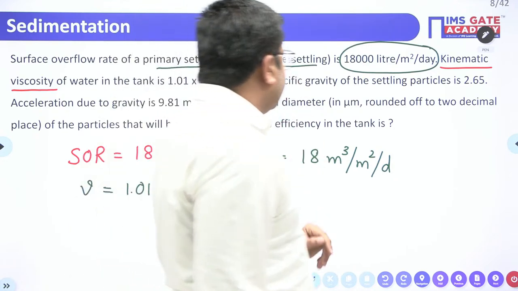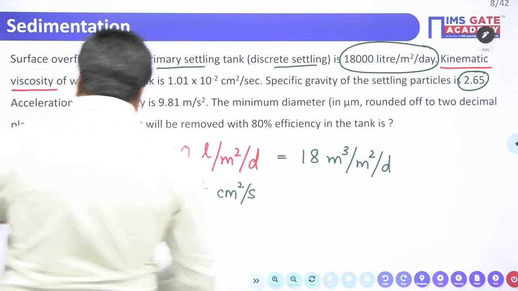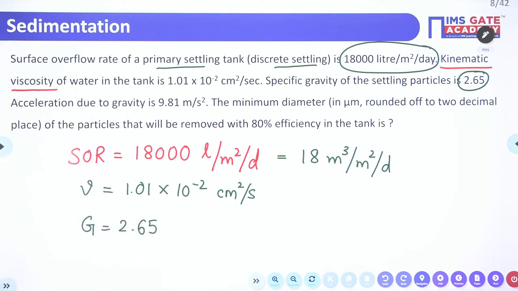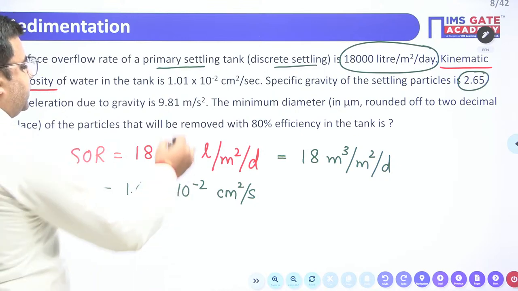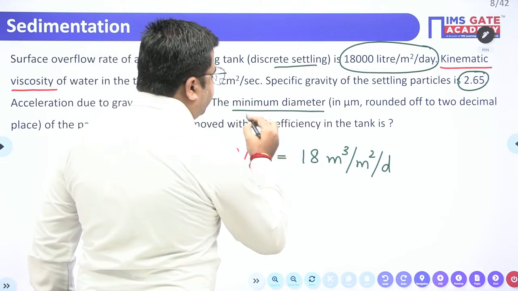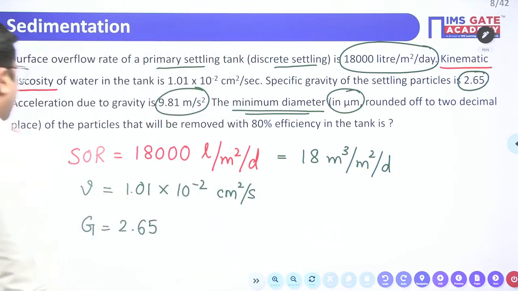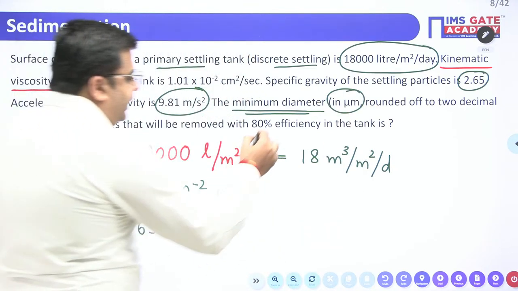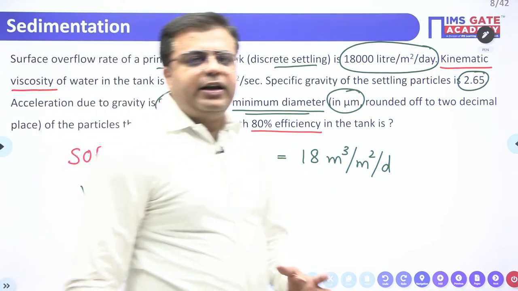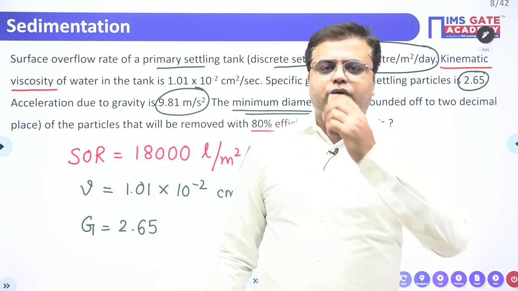Okay, let's read it further. The specific gravity of the settling particle is 2.65. So the value of G is given as 2.65. Further, the acceleration due to gravity is 9.81 meter per second square. The minimum diameter in micrometer rounded off to two decimal places of the particle that will be removed with 80% efficiency, right? The minimum diameter of the particle which will be removed with 80% efficiency, that we have to calculate.